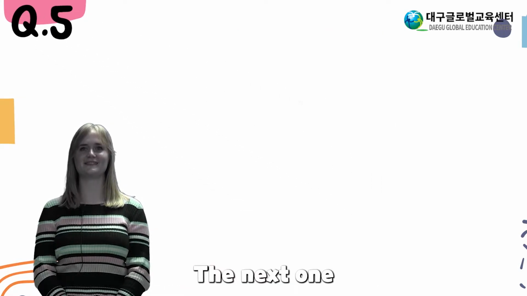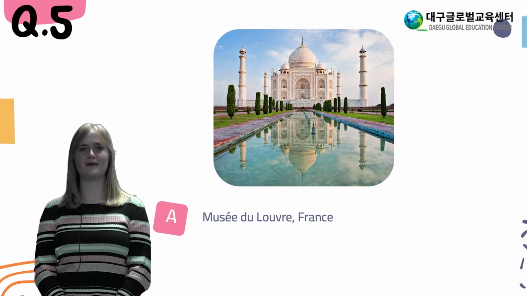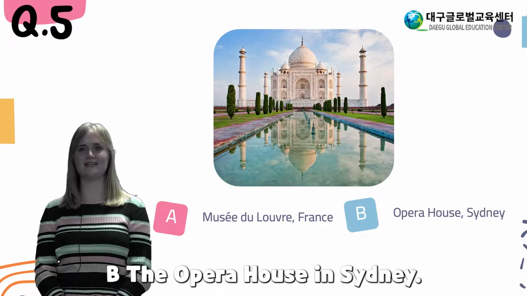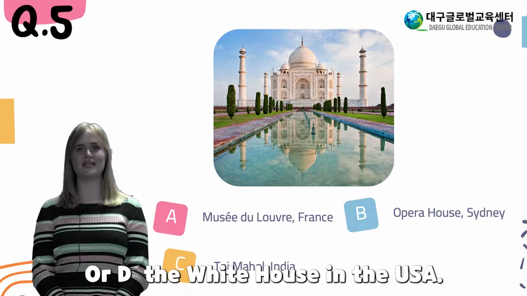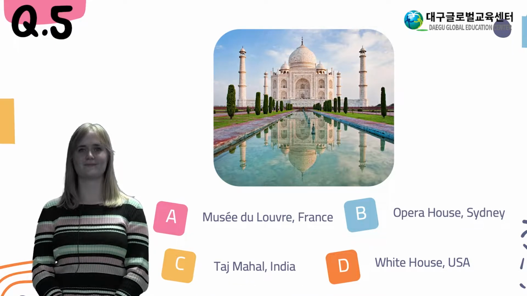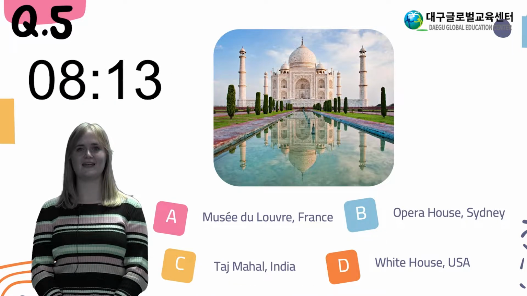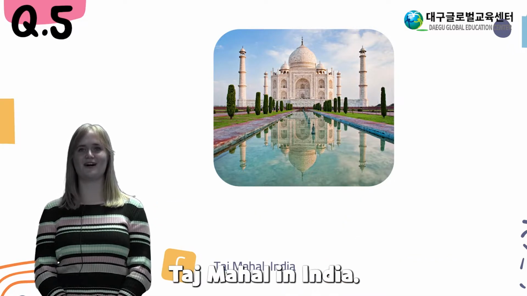The next one. Is this A. Musée du Louvre in France, B. the Opera House in Sydney, C. Taj Mahal in India, or D. the White House in the USA? The answer is C. Taj Mahal in India.